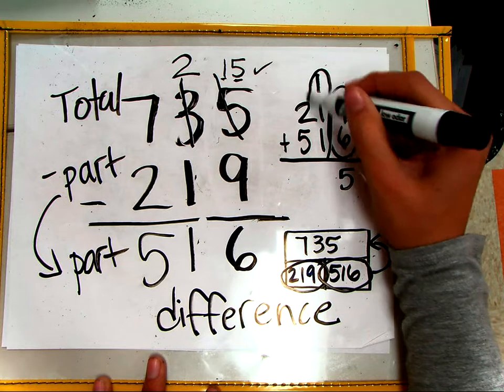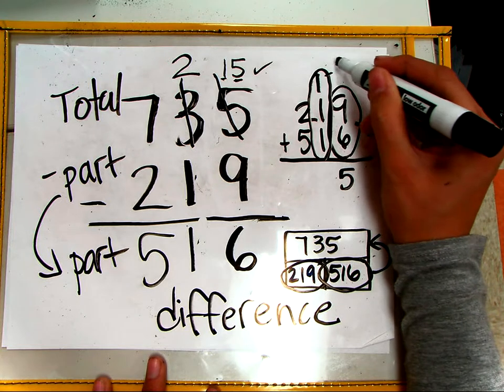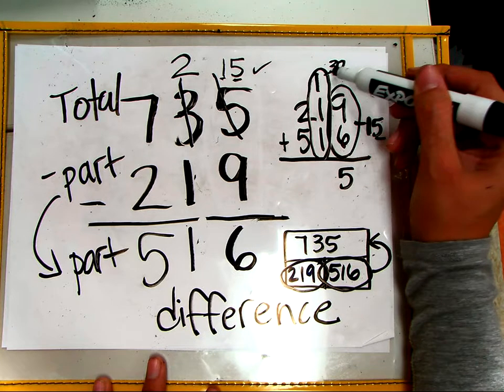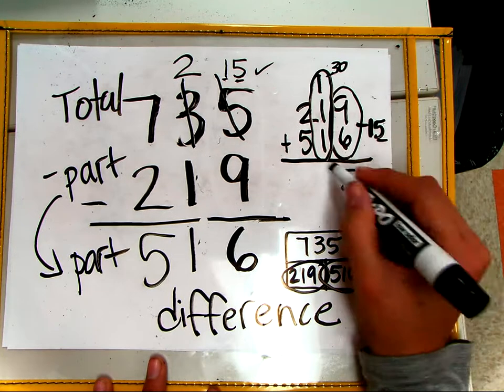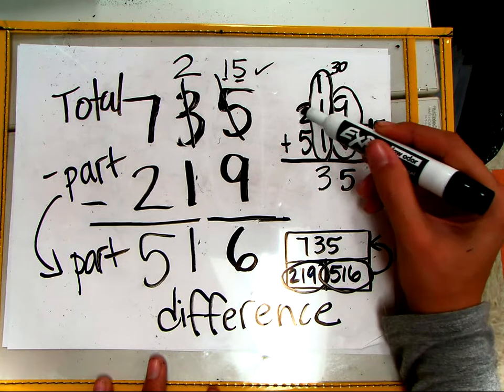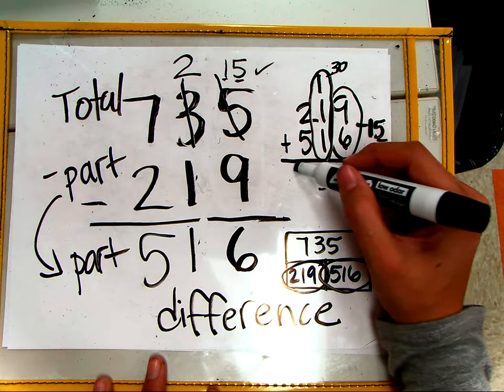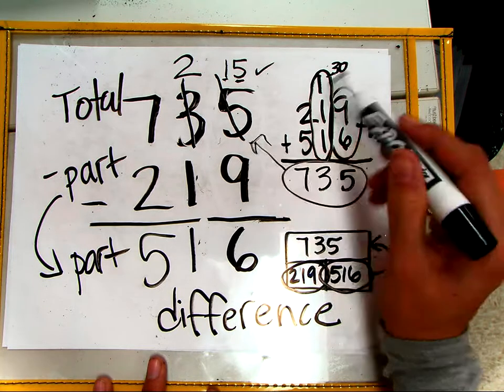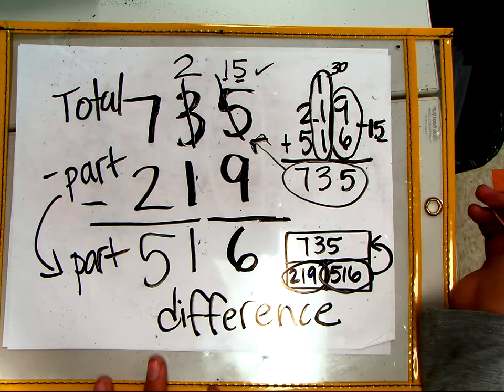Same thing up here. 10, 20, 30, or 3 groups of 10. If they see a 3 in the tens place, they just think add a 0. So a 3 in the tens place. 200 and 500 makes 700. So 735 was my original total that I started with.